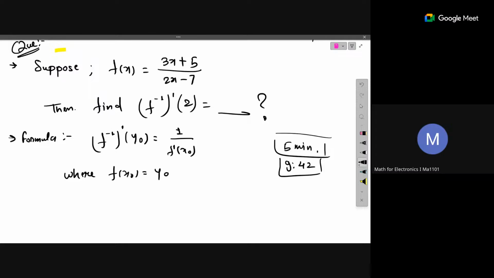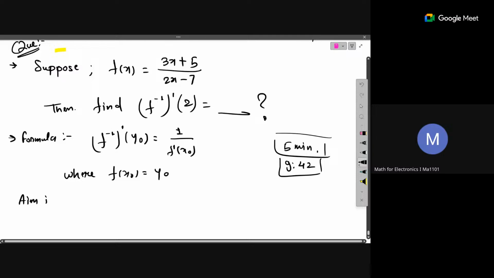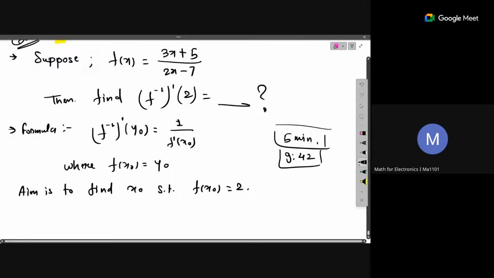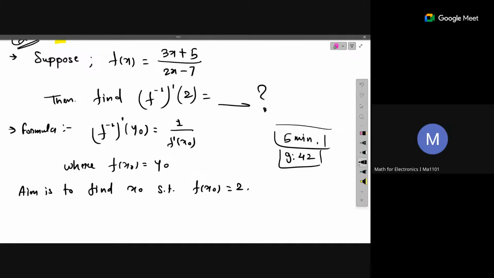So first we try to find one x naught for which y naught is equal to 2. So now my aim is to find x naught in such a way that f of x naught is equal to 2. This is your first step when you have to apply a formula. We should know all the quantities on the right hand side, and the right hand side involves f dash at x naught. So I need to find x naught.